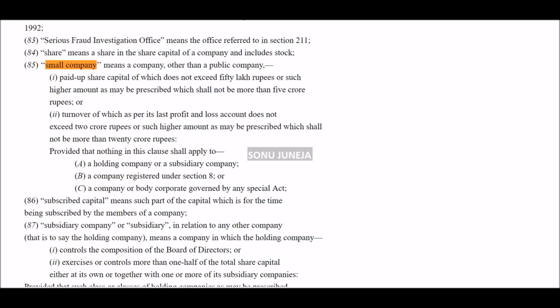हाँ जी, MCA की वेबसाइट है. स्मॉल कंपनी हर वो कंपनी जो पब्लिक कंपनी के अलावा जिसका पेड अप शेयर कैपिटल आपका 50 लाख से 5 करोड़ तक के विद इन होगा. 50 लाख एक्सीड नहीं करेगा और अगर हायर भी होगा तो 5 करोड़ से ज़्यादा का नहीं.